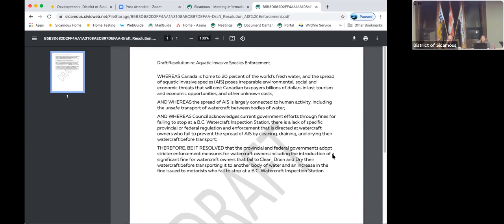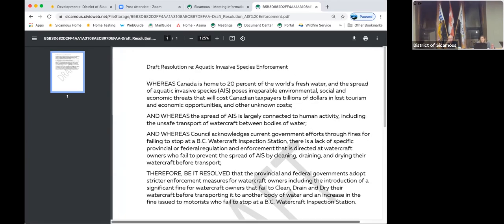Therefore, be it resolved that the provincial and federal government adopt stricter enforcement measures for watercraft owners, including the introduction of a significant fine for watercraft owners that fail to clean, drain, and dry their watercraft before transporting it to another body of water, and an increase in the fine issued to motorists who fail to stop at a BC watercraft inspection station.